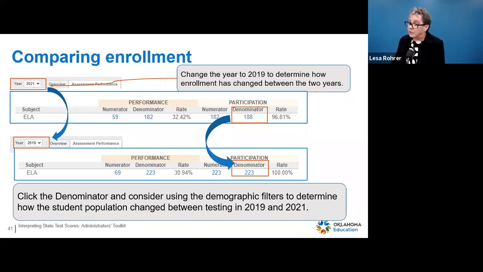Then again, I can click on that denominator. It will give me all the demographic information so that I can understand where that population changed, because just understanding that it changed is the first step.